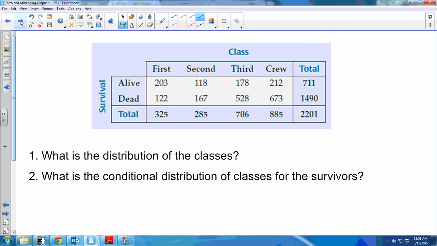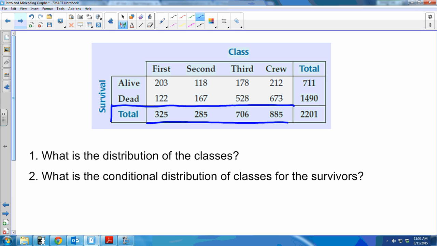Going back to talk about those distributions. If it says, what is the distribution of the classes? I'm worried about the total. Now, you can report that as individual numbers. You can say there were 325 people in first class, and 285 people in second class, and 706 people in third class, and 885 crew members. Or you can report those all as percentages and divide by the total, 2,201. That's what the distribution is. You list each category individually and give that number. Okay? So we handle that.